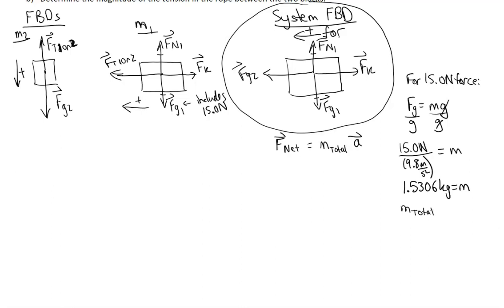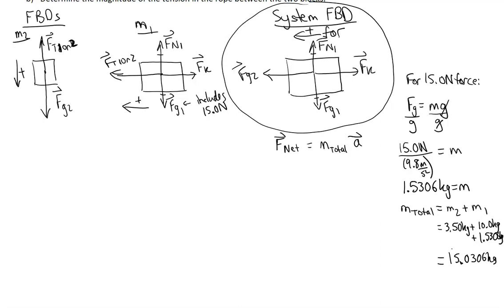Well, the total mass is going to equal mass 2 plus mass 1. Mass 2, let's just be clear here first, is 3.50 kilograms. That was the hanging mass. Mass 1 is 10 kilograms plus this extra 1.5306 kilograms. That gives me a total mass of 15.0306 kilograms. So that's the total mass that I need to use for this equation.